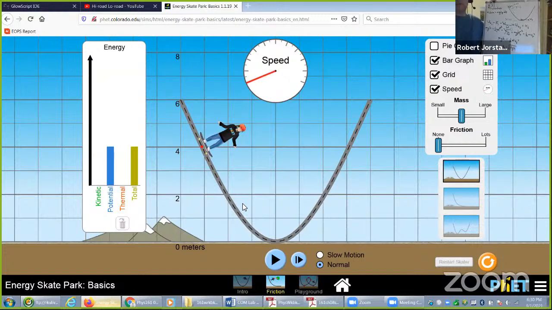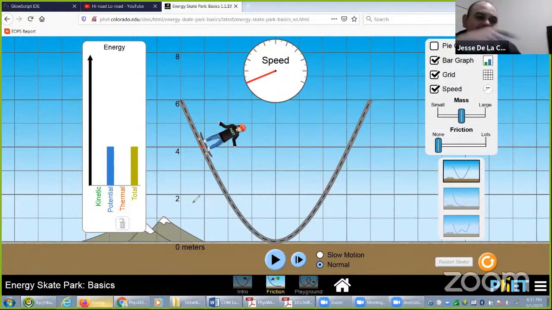It's starting there. We know the max speed happens at the bottom. My question is, at what height above the bottom will it have half of the max speed? What does your gut tell you? 2. And what do you think I would say next?